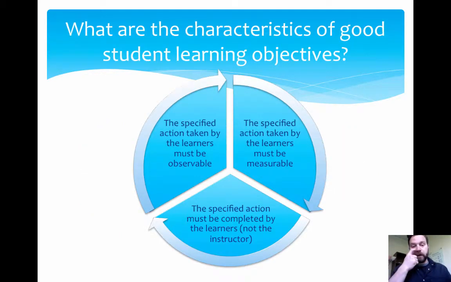So what are the characteristics of good student learning objectives? Well, there are three. First off, the specified action taken by the learners must be observable, meaning that it's something that a student can show you or something they can do. Second, the specified action taken by the learners must be measurable. Measurable implies that you can assess it. Finally, the specified action must be completed by the learners and not the instructor. In other words, the instructor is not feeding or leading the students. Students are simply able to do the thing that they're asked to do.